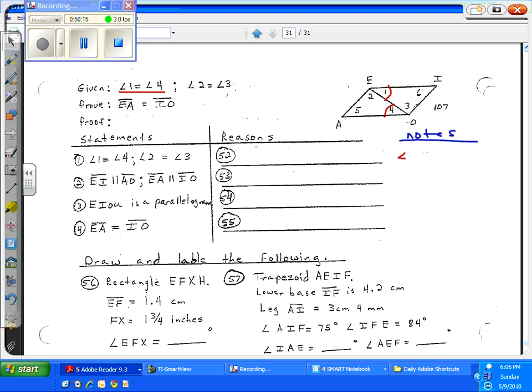Now I'm going to go ahead and say angle 1 equals angle 4, given, but I want to think, is there anything I can conclude quickly knowing that those are equal? Well, we can, because those are alternate interior angles, and they are equal. And if alternate interior angles are equal, then the lines that form them are parallel, so I can quickly conclude that EI is parallel to AO. EI is parallel to AO. And that's because alternate interior angles are equal.